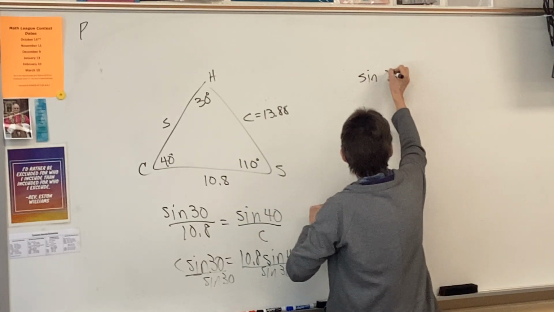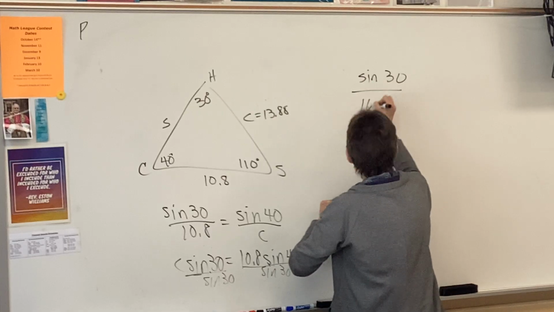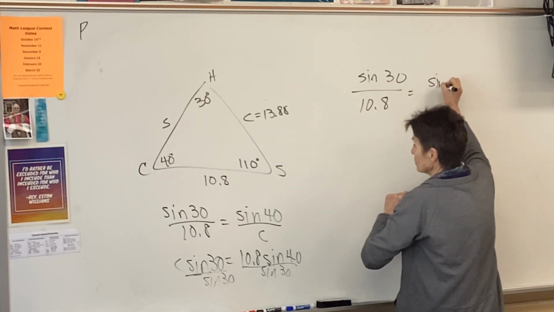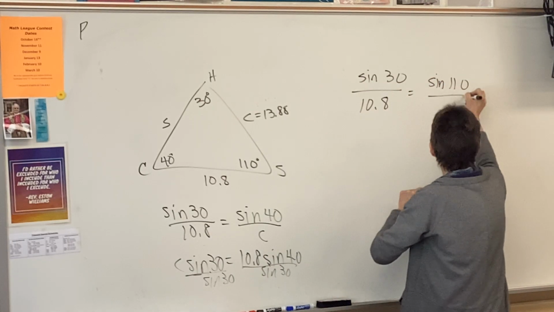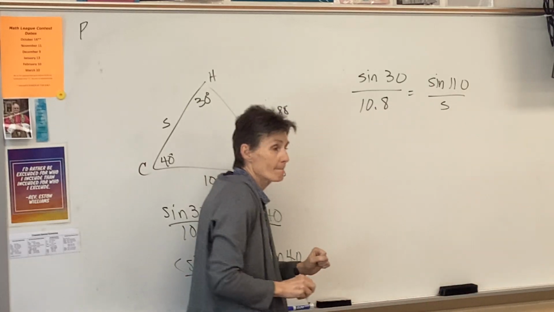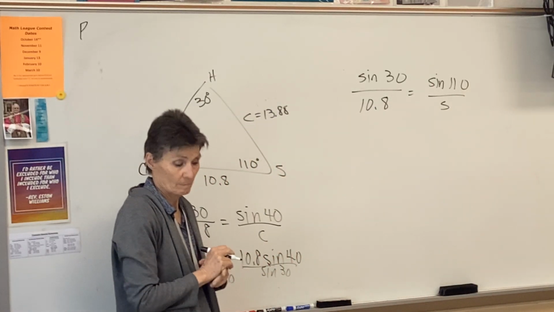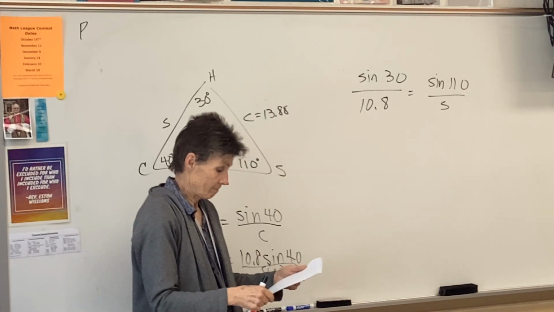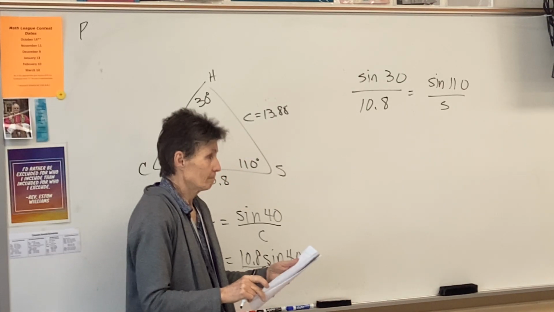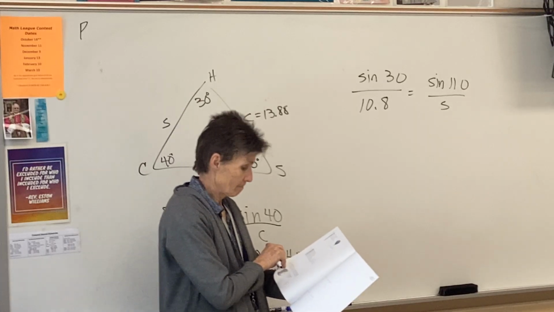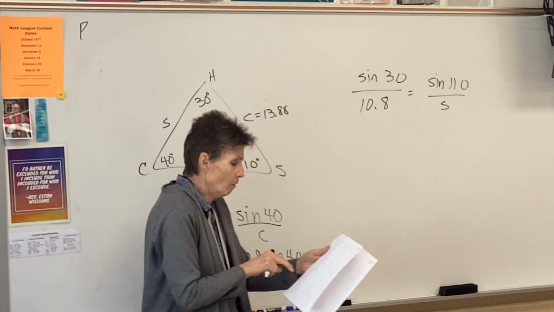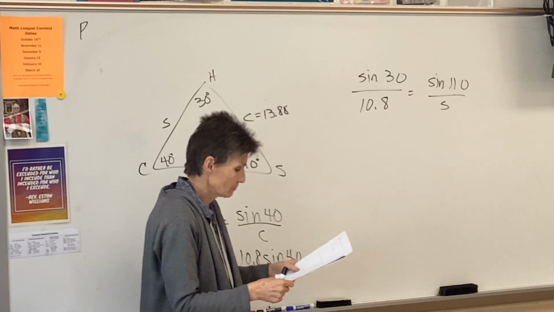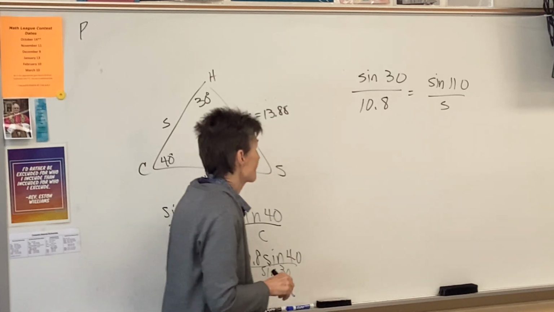So sine 30 over 10.8 equals sine 110 over S. Oh, it's S. I think you just did that.